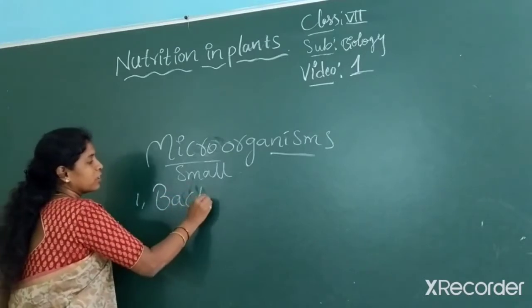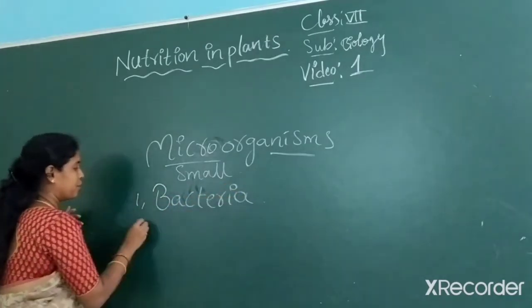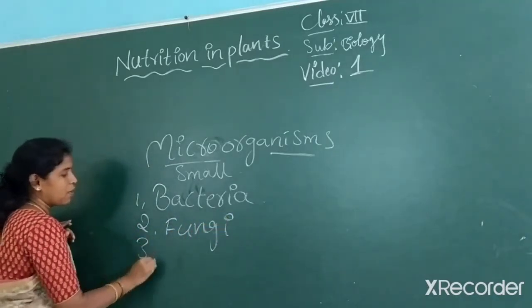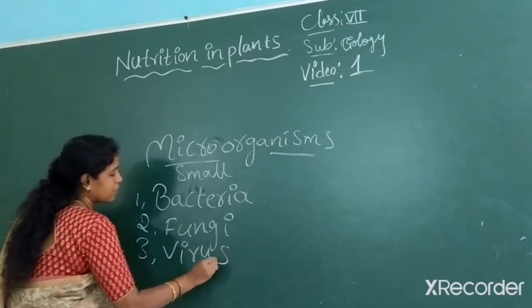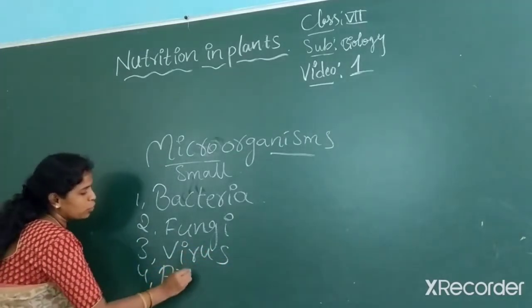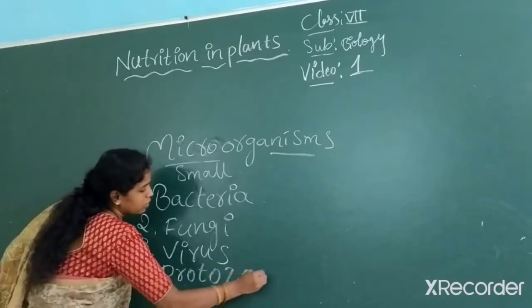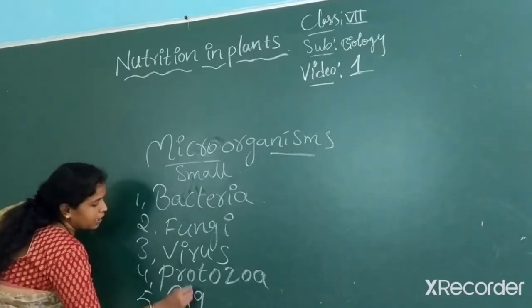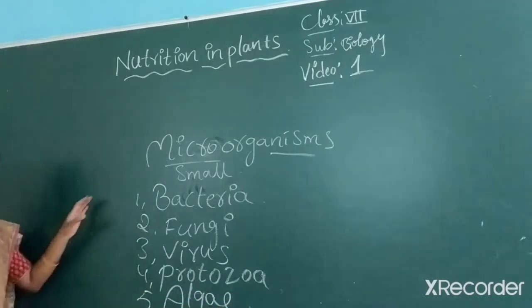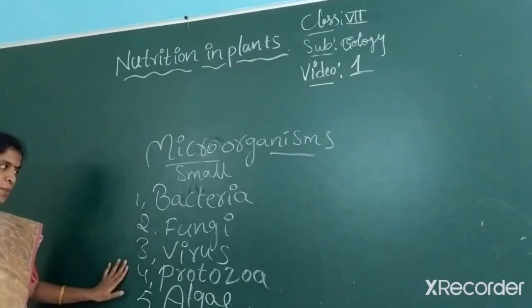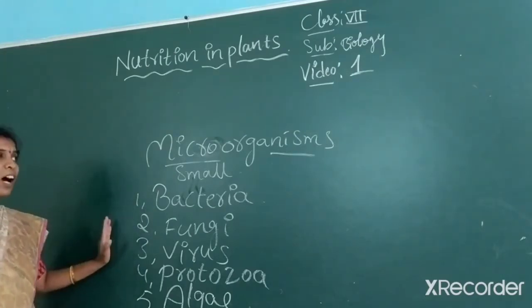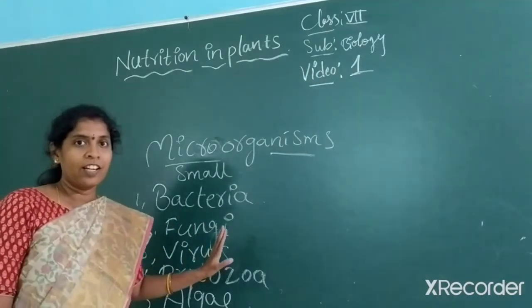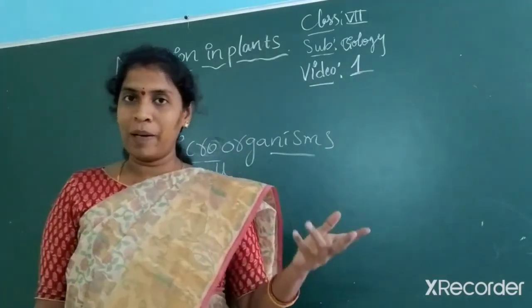Bacteria, fungi, virus, protozoa, and the last and final one, algae. Bacteria, fungi, virus, protozoa and algae. These are the microorganisms we have to know about. Okay. And other than these microorganisms, there are plants and animals.